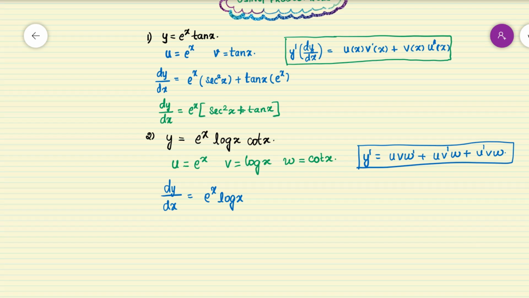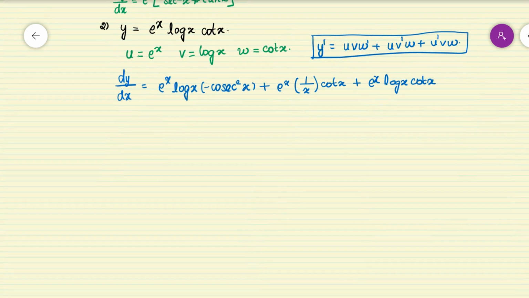So e power x into log x into cot x, we are differentiating first, that is cosecant square x, plus we will keep e power x as it is, then log x is 1 by x, and cot x we will keep as it is. Again in the final term, we will differentiate e power x alone, and we will keep log x and cot x as it is. So just taking common and simplifying this given equation, you will find the answer.